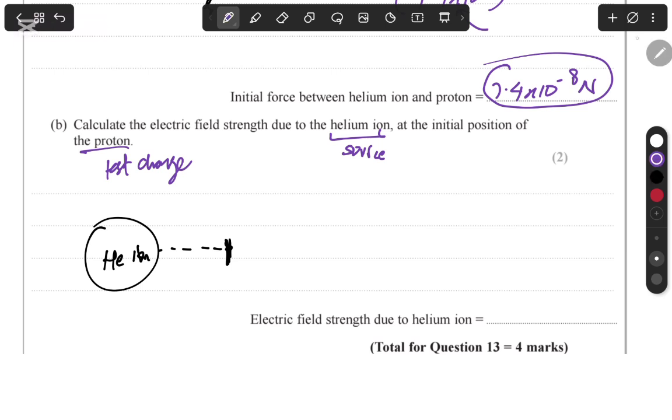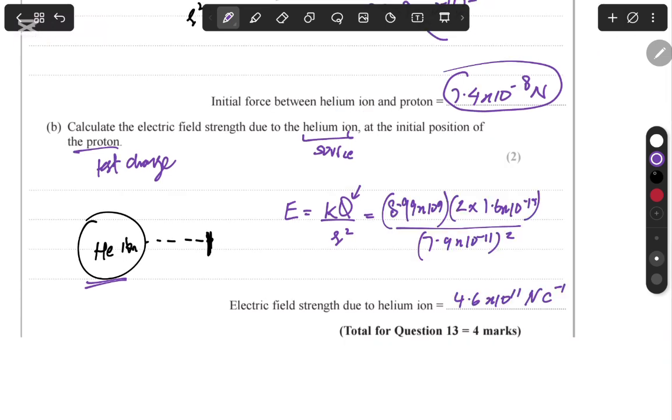So you can use the formula E equals kQ over r squared. Just plug in the values. Remember, this is the source charge. Source charge basically means the charge we're considering the electric field of. So we're considering the electric field of the helium ion. So we're going to get the answer as 4.6 times 10 to the power of 11 newtons per coulomb.